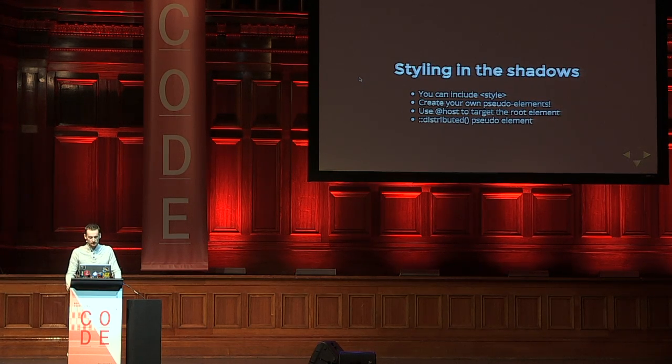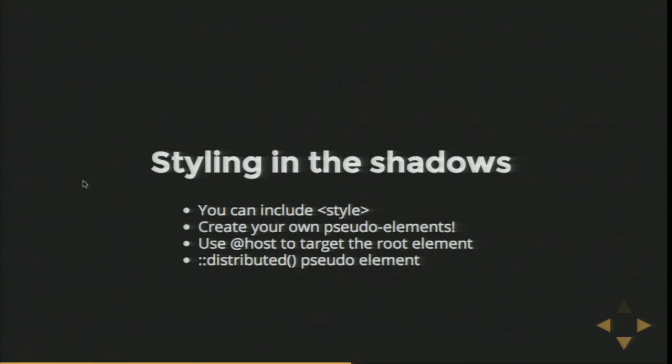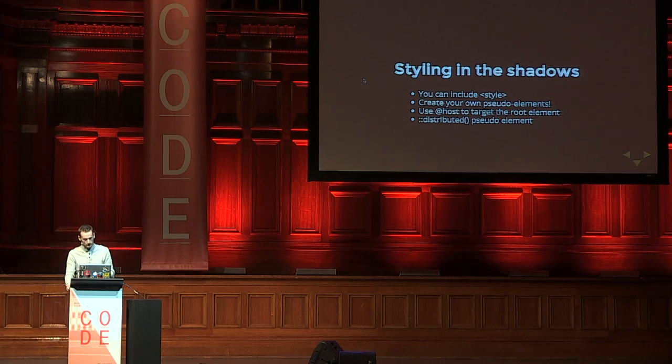So eventually you want to get to the point where you'd be able to do rich styling, like you have in a lot of the form elements or the HTML5 video. It's got a lot of structure and styling to it. So you can inject a style tag. You can create your own pseudo elements, like that pseudo attribute I was talking about. They've introduced a new at rule called host, which allows you to target outside of your Shadow DOM for the element that's hosting your Shadow DOM. And they've got this distributed pseudo element, which is interesting. It's a CSS selector that takes a CSS selector.